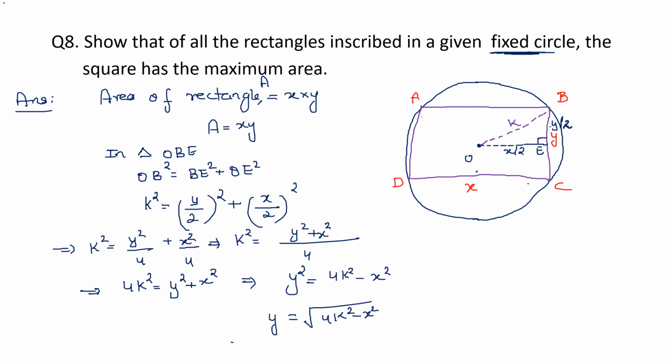Atif, you are getting the critical point as root 2r. Actually, that is opposite, Atif. Okay, let me check this.